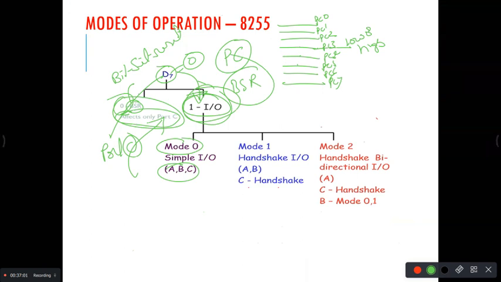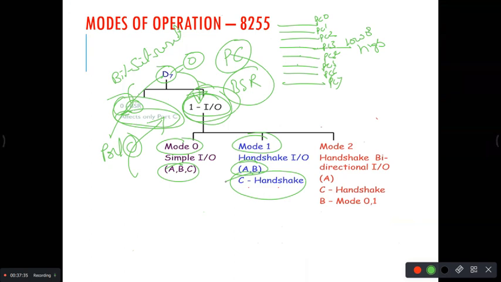Mode 1 is for handshake IO. Now you see here, your A port and B port are used for data transfer, but port C is used for handshake in this case. When the microprocessor works in IO mode, and that also in mode 1, it's a handshake IO, and port A and B transfer the data. Who is going to make the handshake? Which port? Port C.